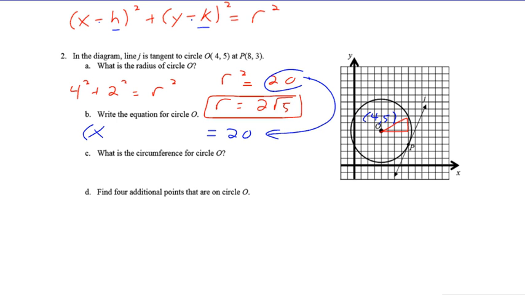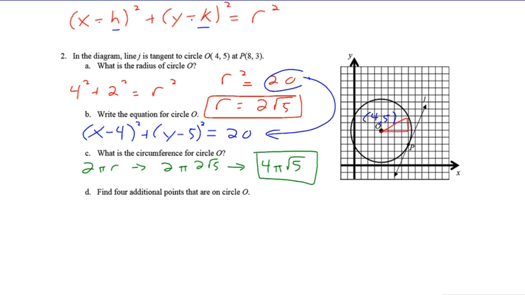It's going to be x minus 4 squared plus y minus 5 squared equals 20. The circumference of this circle is going to be 2 times pi times the radius, which is 2 times pi times the square root of 5, which is 4 pi square root of 5 in exact form.